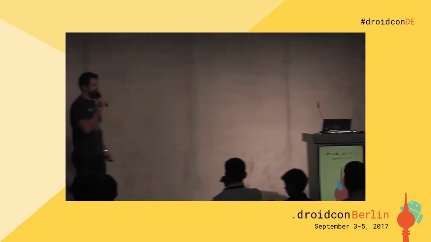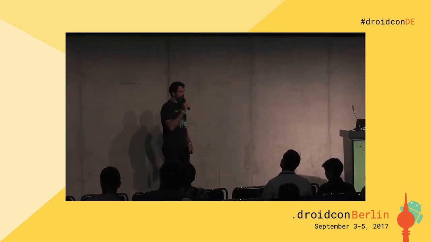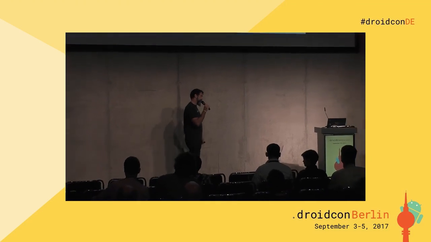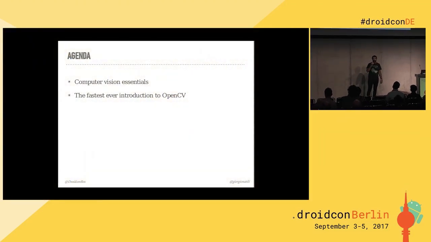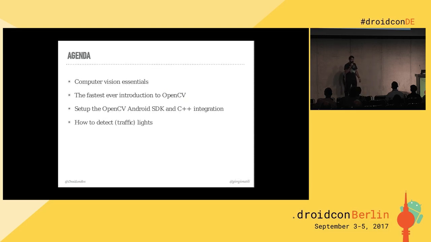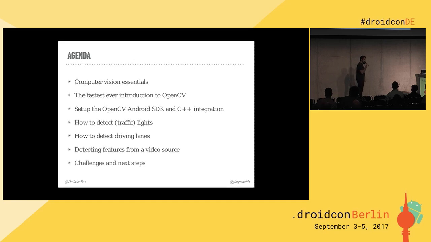and technical talks. Today we're going to talk about computer vision, briefly, of course. We'll do the fastest ever introduction to OpenCV, and we'll discover how to set up OpenCV and Android SDK, and we'll start to detect traffic lights, detect driving lanes, and why not, detecting features from a video source, and understanding which are the challenges and next step of this pilot.